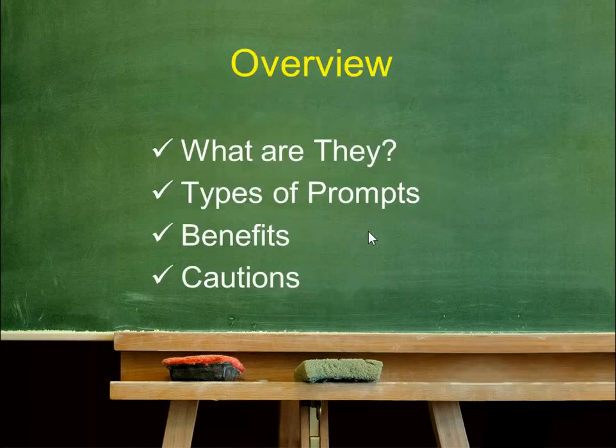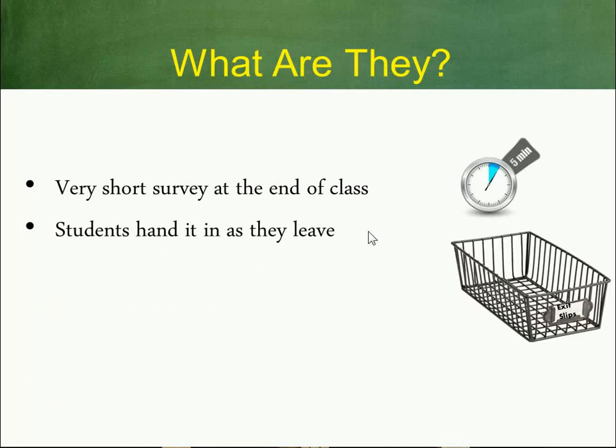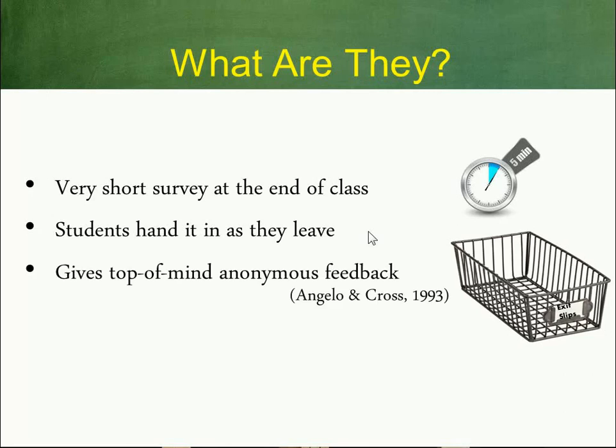So here's a quick overview of what I'll be talking about today. First of all, what are they? Well, they're very short surveys that are done at the very end of class, usually about 5 minutes or so. And they consist of one or two questions, open-ended prompts, that students hand in as they leave, as you might expect from the name. The idea here is that it gives top-of-mind feedback, the first thing that comes to mind. It's very brief, and it's anonymous.